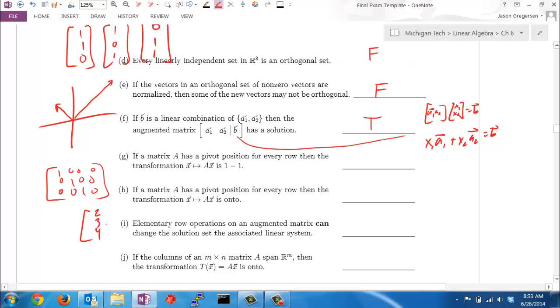So therefore it's onto. If I have a pivot position for every row, it's onto. If I have one for every column, it's 1-to-1. So every row does not mean 1-to-1, it does mean onto.